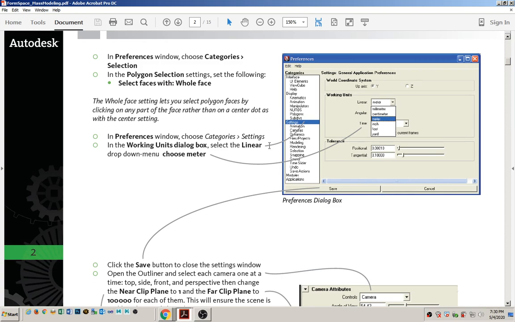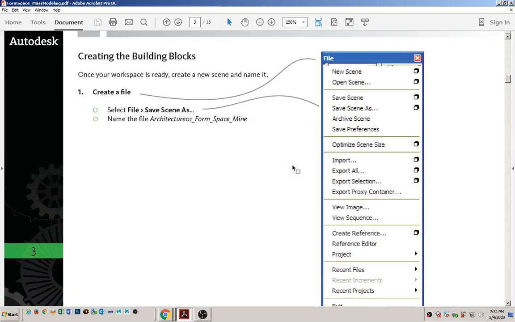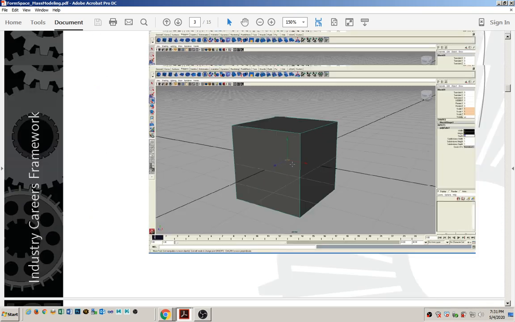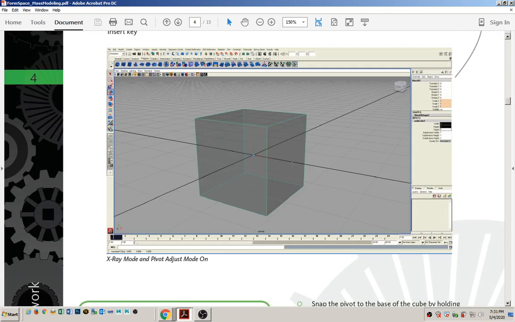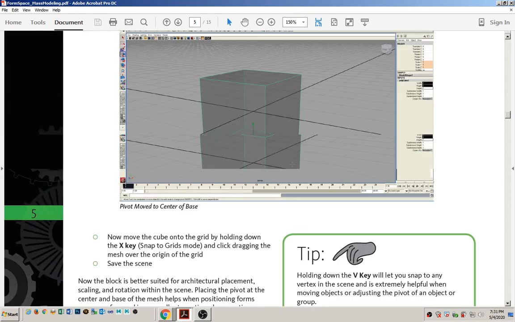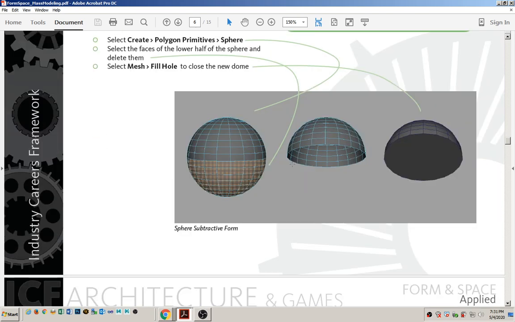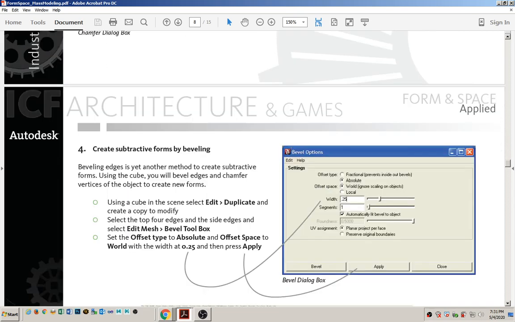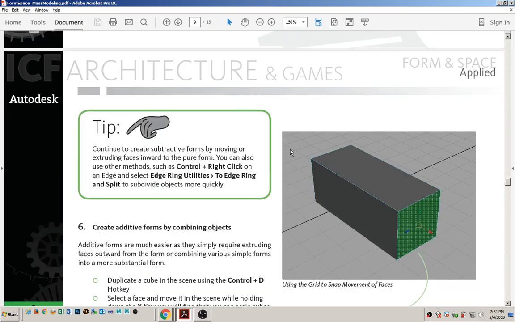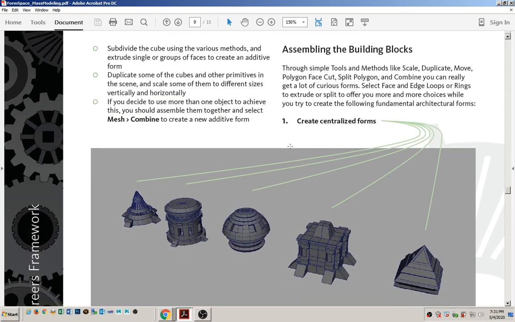All right, down here is all just stuff that I will let you read. It's just setting up the project, creating a cube, showing you the different displays. But if you already feel comfortable with your Maya skills, you can just jump right down to this part right here.